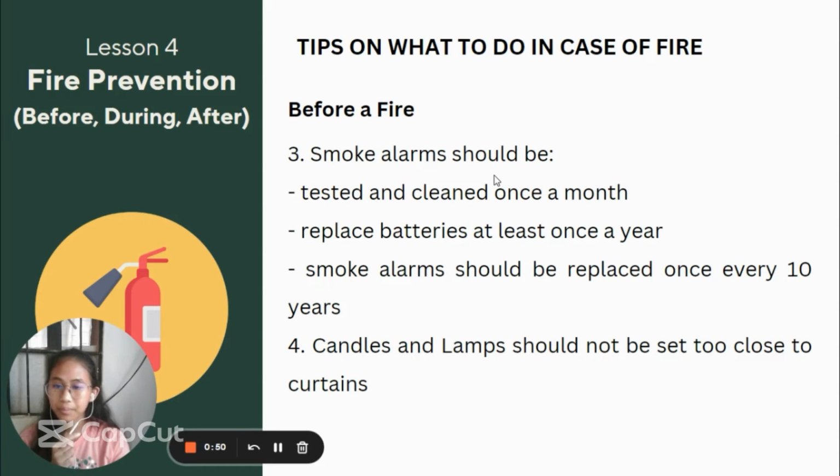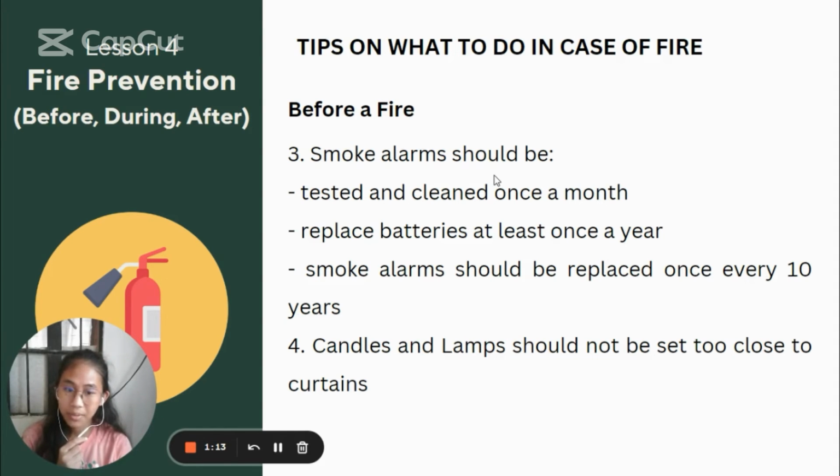Number 3. Smoke alarms should be tested and cleaned once a month. Replace batteries at least once a year. Smoke alarms should be replaced once every 10 years. If your smoke alarm is very old, it may no longer work, it may no longer operate, so it's useless. So we should replace the smoke alarms.